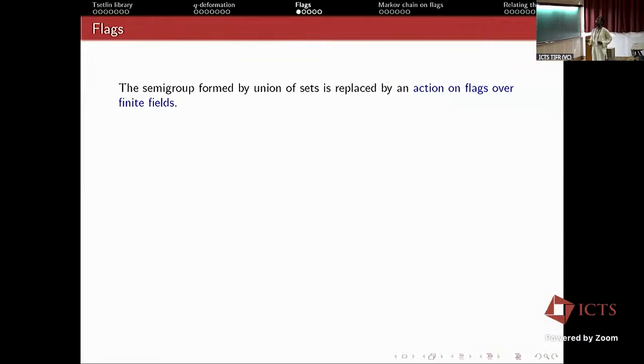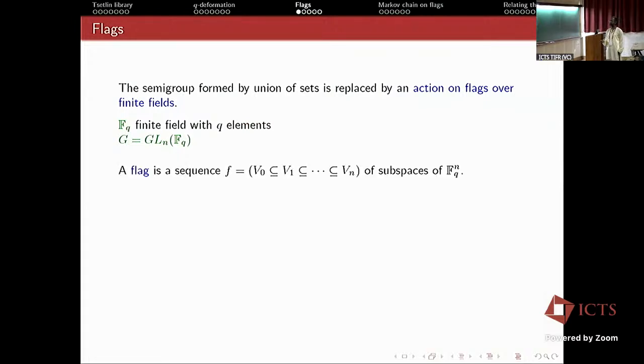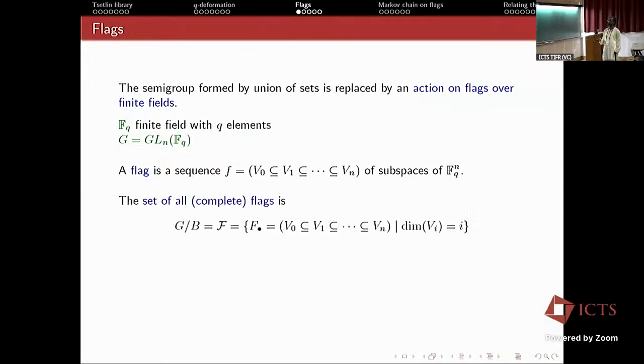Okay, so now maybe I'll go a little fast over flags, because all of you know more about it than me. We'll work with the finite field with q elements. A flag, as you know, is a sequence of subspaces, one contained in the other. The set of all complete flags is, of course, G mod B, where you have a subspace of each dimension. And the standard flag is given in terms of E1, E2, etc., where the Ei are the standard basis.